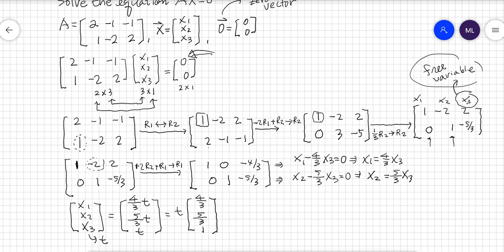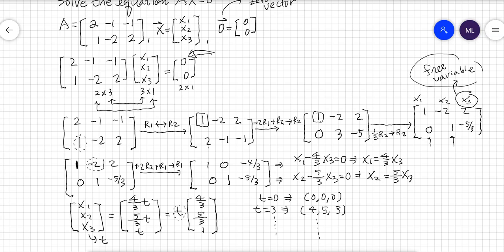Okay. So we have infinitely many solutions. Whenever t changes, the answer changes. So for example, if t equals 0, it will be 0, 0, 0 as the answer. If t equals, say, 3, it will be 4, 5, and 3. All these infinite number of answers will satisfy the equation that we have, Ax equals 0.